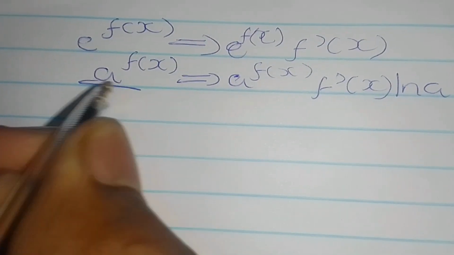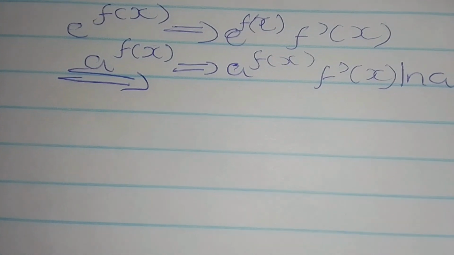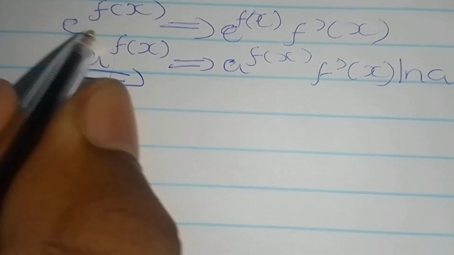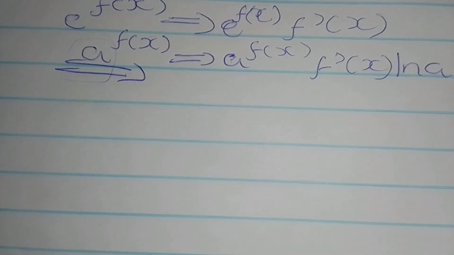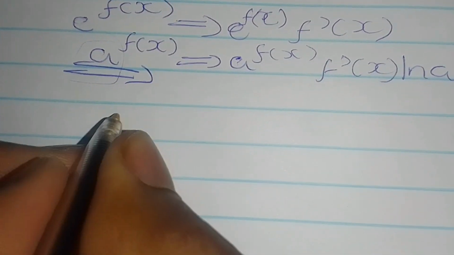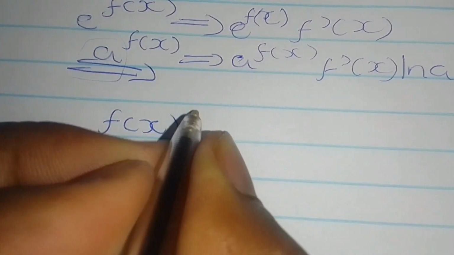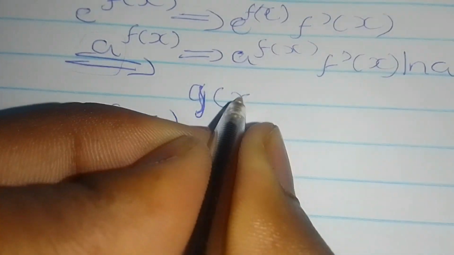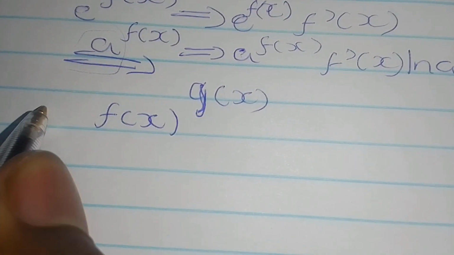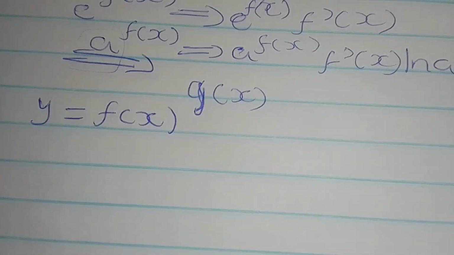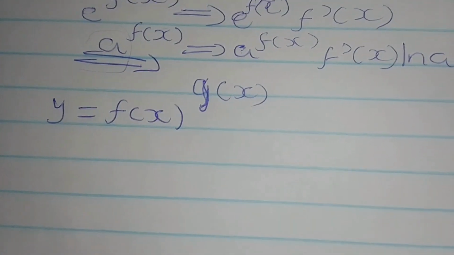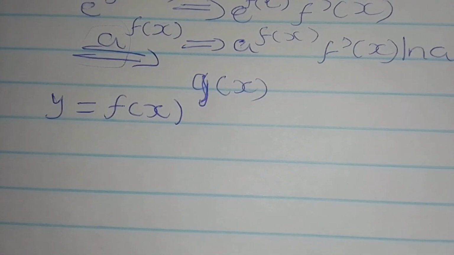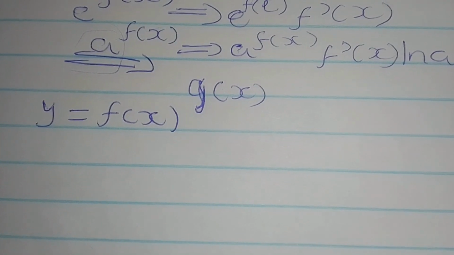What I clearly stated is that a must be a number. But what if we don't have a number? What if we have a function raised to another function? I'm just going to say it's f of x to the power g of x. What if I want to derive something like this? This is the last video I'm going to focus on exponential functions.